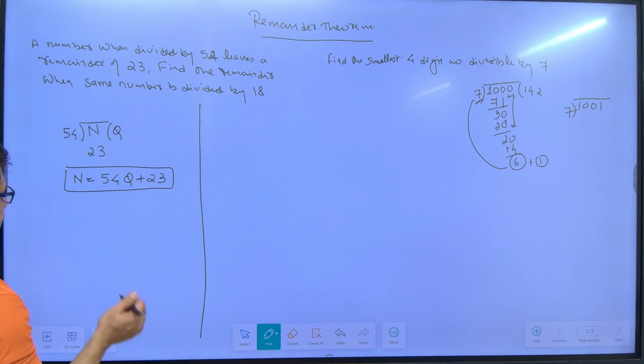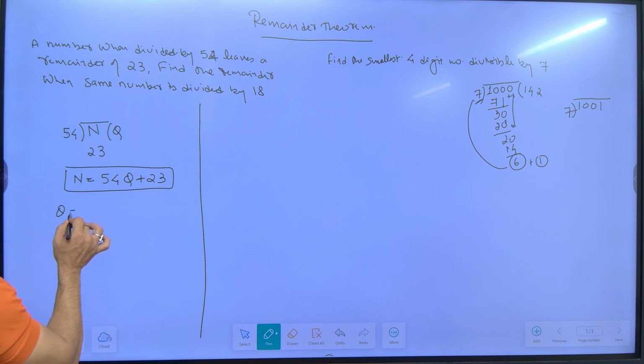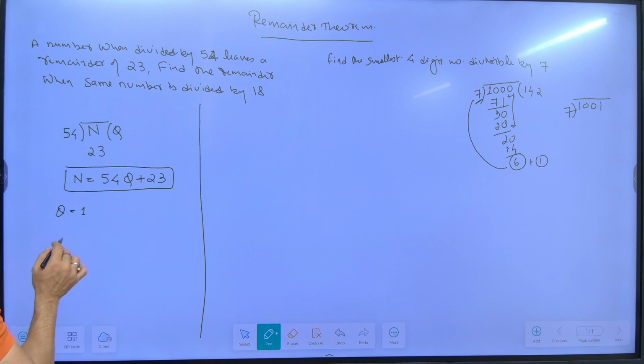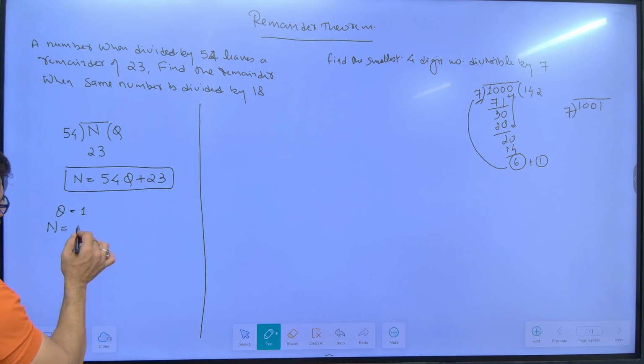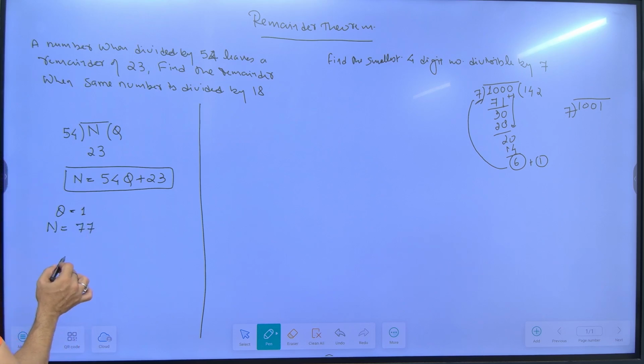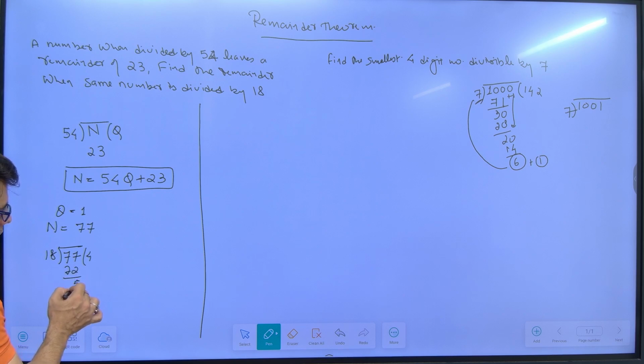So understand it. If I put q is equal to 1, right? Let's do trial and error. Your n will be equal to how much? 54 plus 23. What is 54 plus 23? 77. So your number is 77. Now divide 77 with 18. 18 fours are 72. Remainder is 5, right?